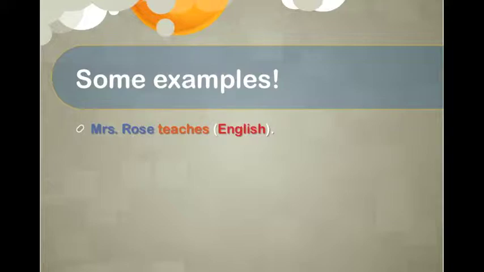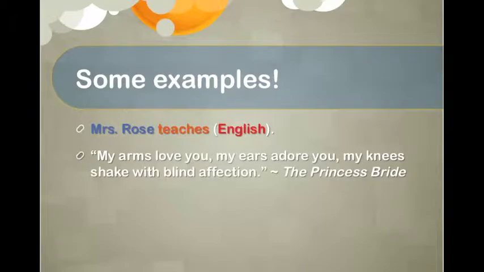Blue for subject, orange for verb, red for that kind of extra stuff. And again, Mrs. Rose was your subject, and since Mrs. Rose is kind of in that she category, he, she, it, since Mrs. Rose is a she, then she is a third person singular, and therefore that's the only time that it takes on that ES on the end. Again, this is a pattern, but let's go ahead and look at another example.